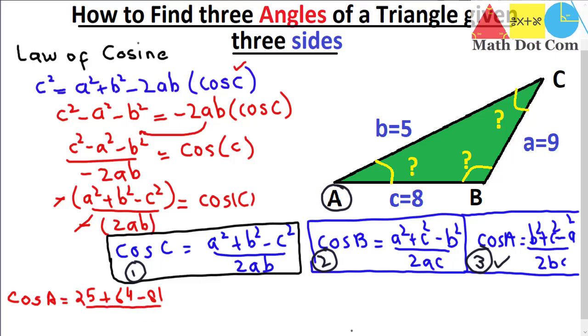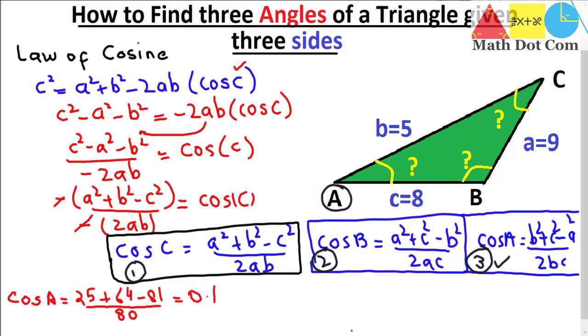2 multiplied by b. B is 5. So 2 into 5 is 10. And c is 8. So 10 into 8 is 80. It will be 80. And by solving this, we will get 0.1. So cos of A equals 0.1.